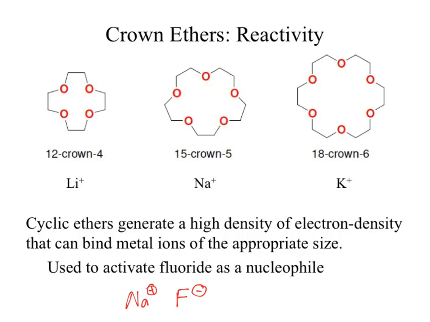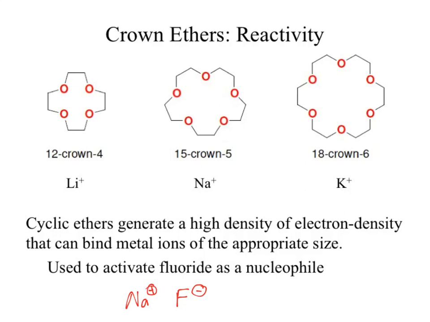Maybe something like sodium, a 1-for-1 exchange. The problem is fluoride is so small that the ionic bond is now much stronger and doesn't break, which means the fluoride can't go out and react as a nucleophile. So what we have to do is break the interaction between the sodium and fluoride. That's where our crown ethers can come in.